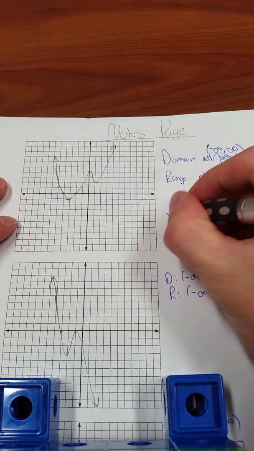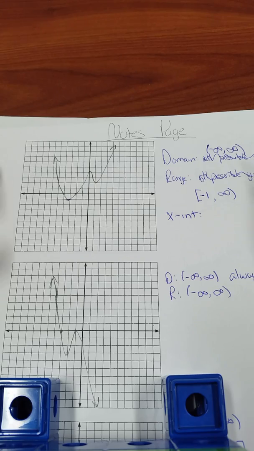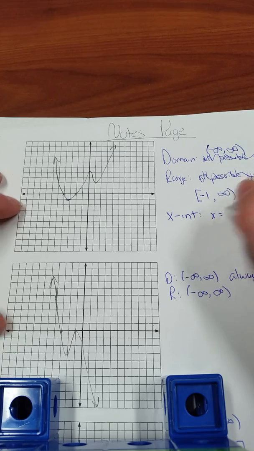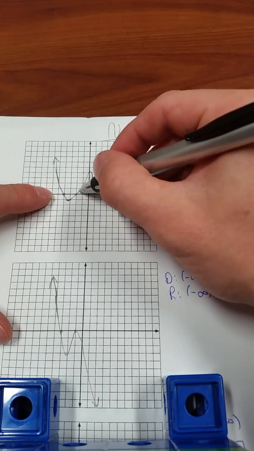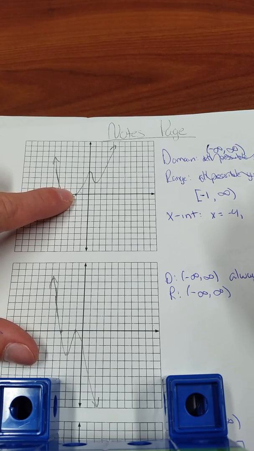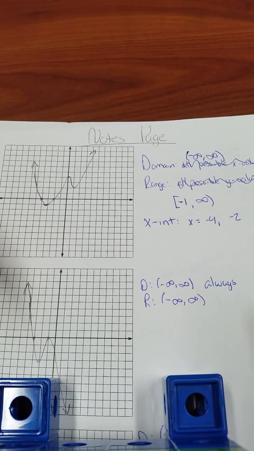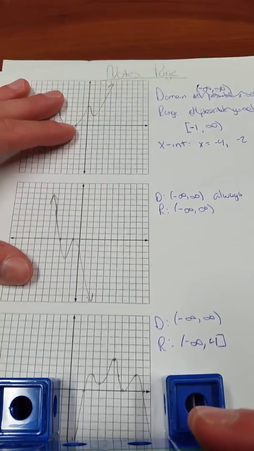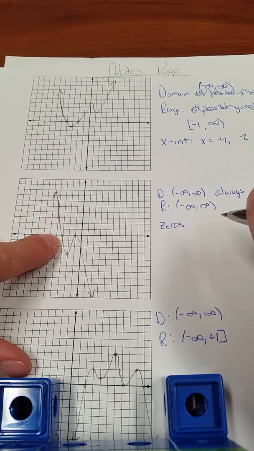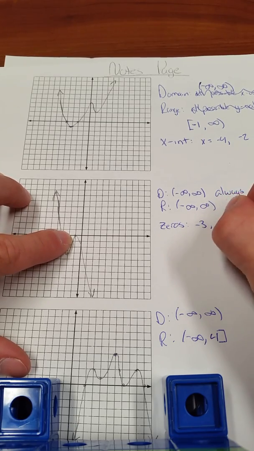So x-intercepts on this one, where does it touch the x-axis? It touches the x-axis there and there. So that's at x equals -4, and also at x equals -2. Okay, so both of those are x-intercepts. Both of those are zeros. So down here, zeros, that's at -3. Also, this is a 0, that's at -1.